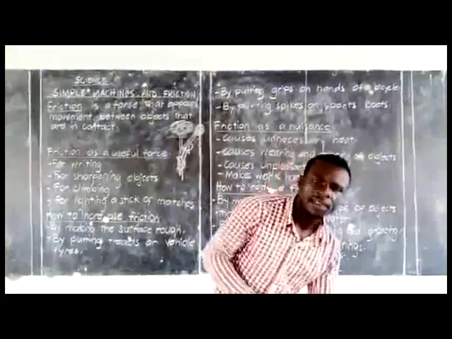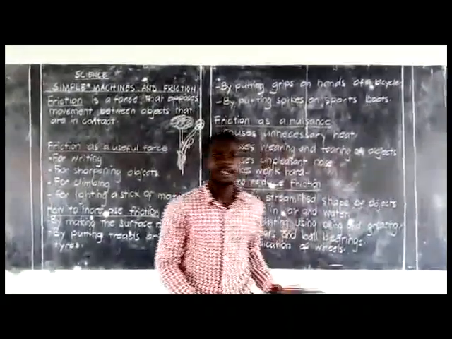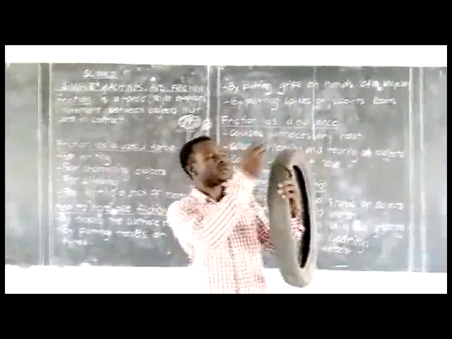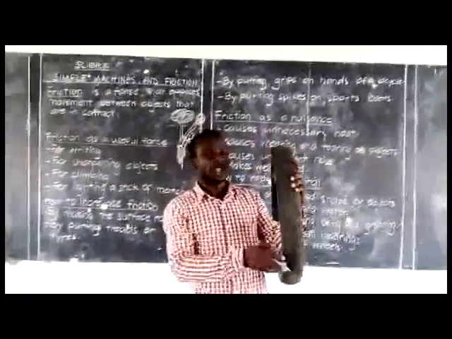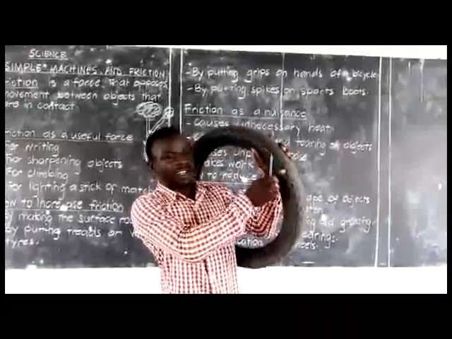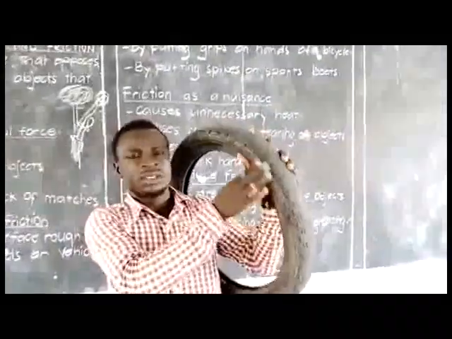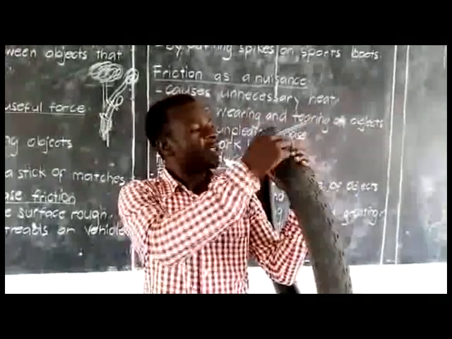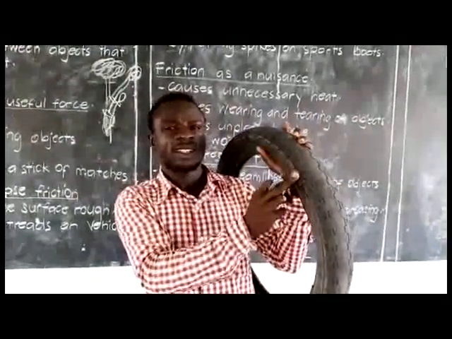Or you make vehicle or bicycle tires with the treads. Like this one here, these are treads. You can see this side of the tire is a bit rough. When it was new, when this side was new, it was as rough as this.